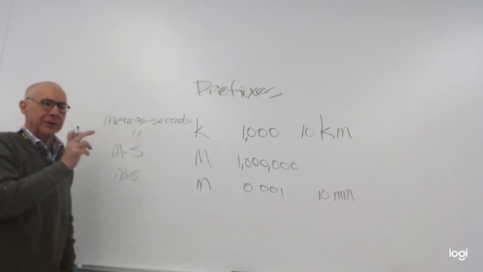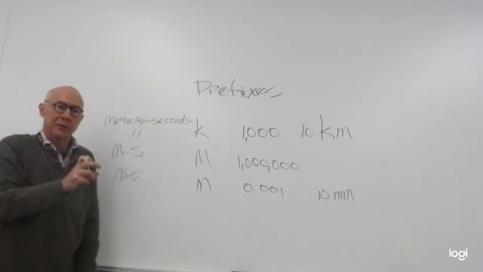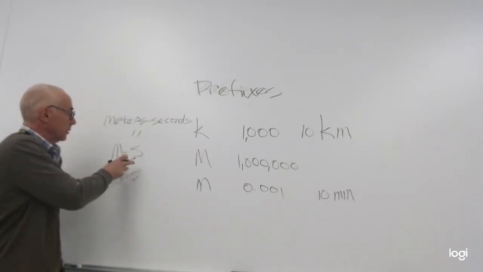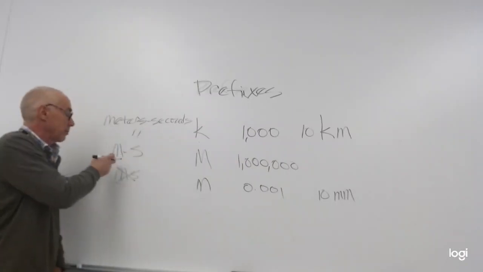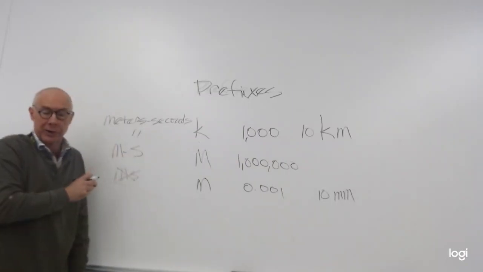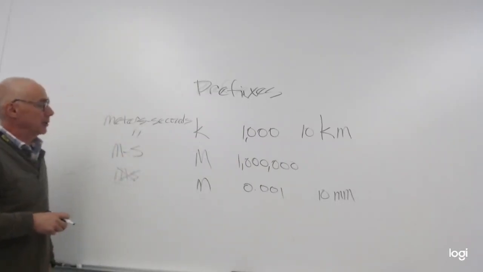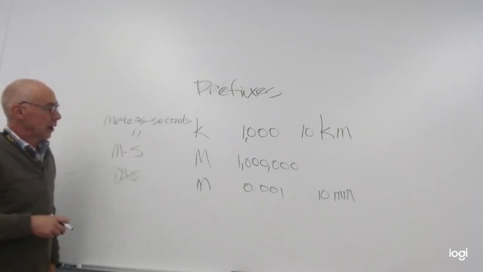Whenever you have two units together, like in a compound unit, you always make sure you have a dash in there, okay? To make sure there's no ambiguity. All right, so that's prefixes.